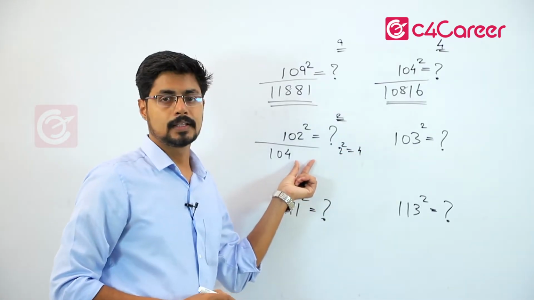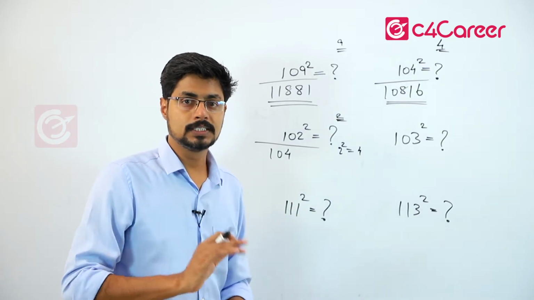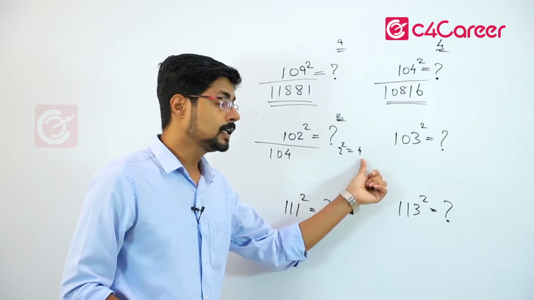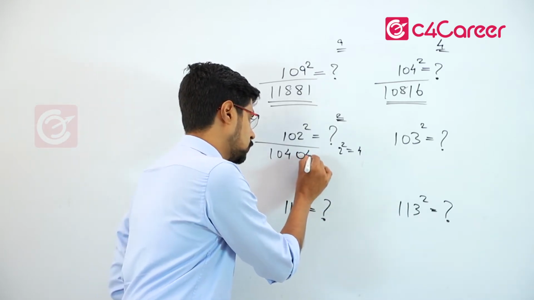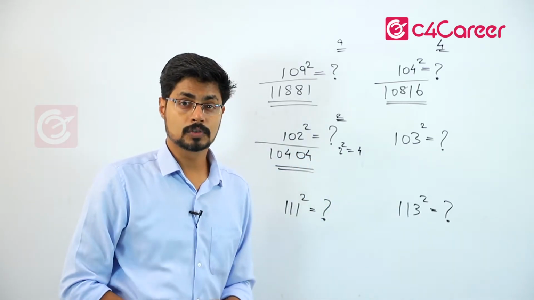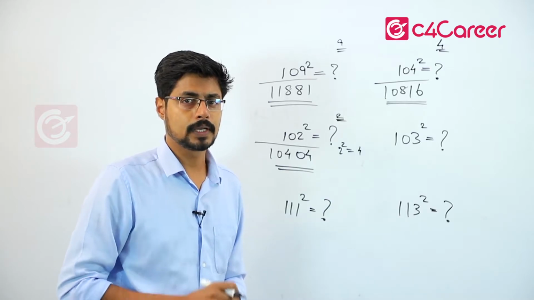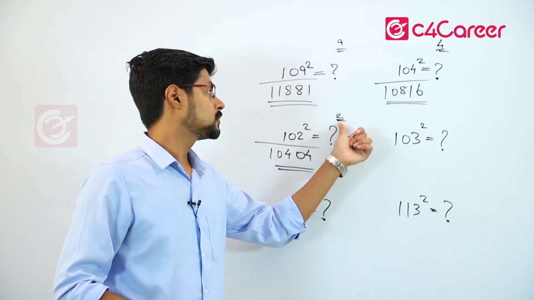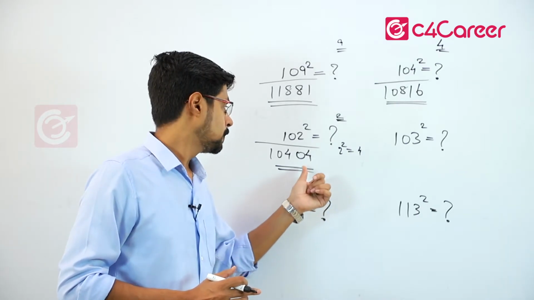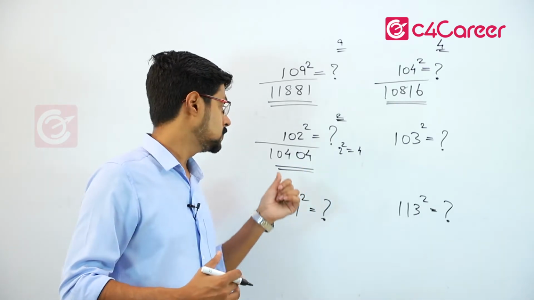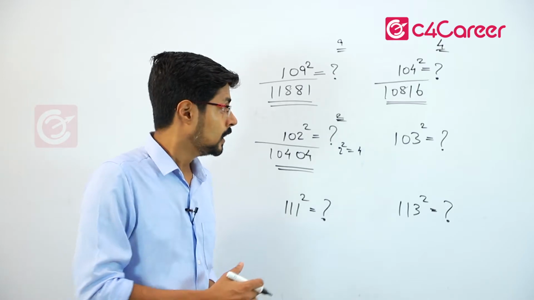But remember one thing, this part should always have 2 digits. If you are getting a single digit, we have to make it 04. So we have to put it as 04. This is the first variation we have to keep in mind. Whenever we are doing the square of this number, if it happens to be a single digit, we have to prefix a 0. So it becomes 10404. Okay. Let's look at this one.